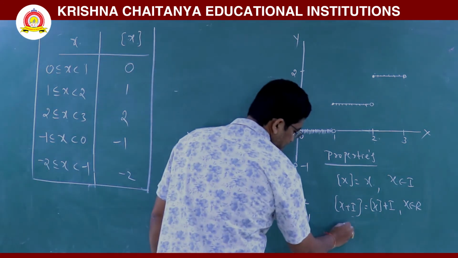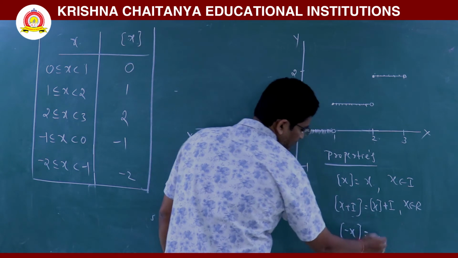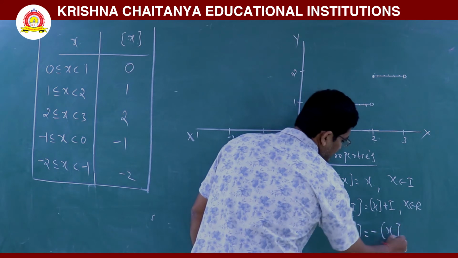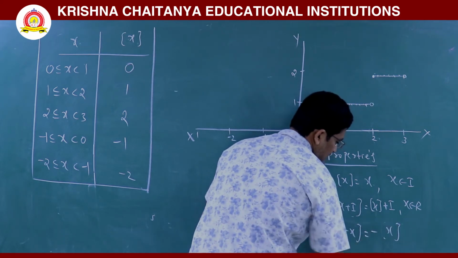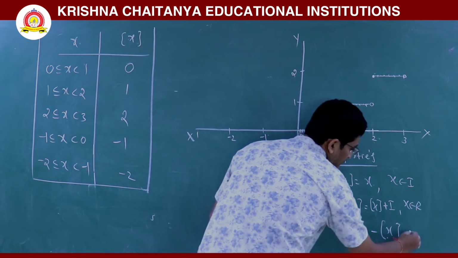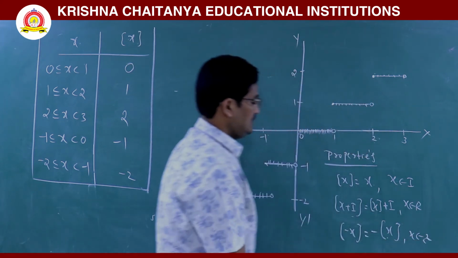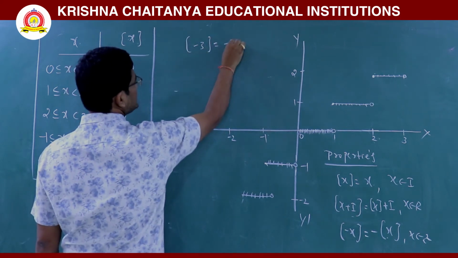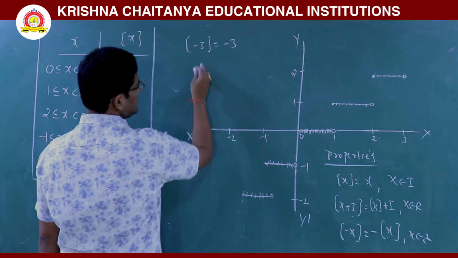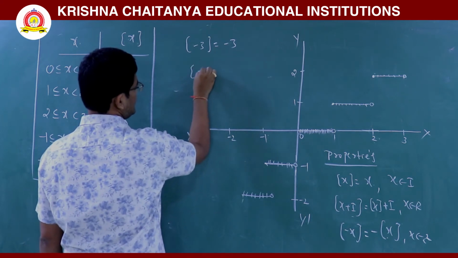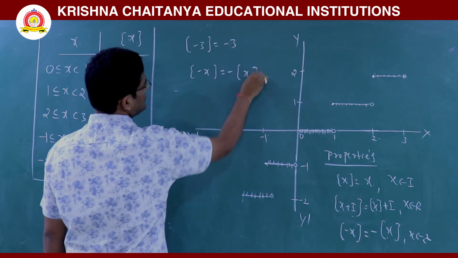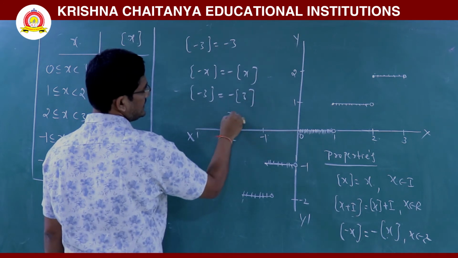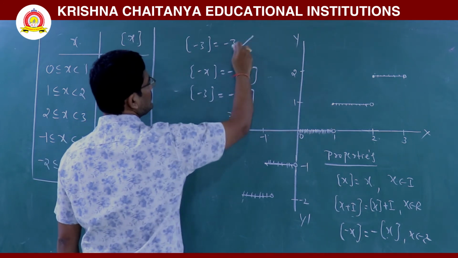Floor of minus x. What is floor of minus x? Floor of minus x equals minus floor x, if x is an integer. Just take minus 3. Floor of minus 3, what is the answer? Minus 3. So by using this property, floor of minus 3 is equal to minus of floor 3, which is nothing but minus 3.